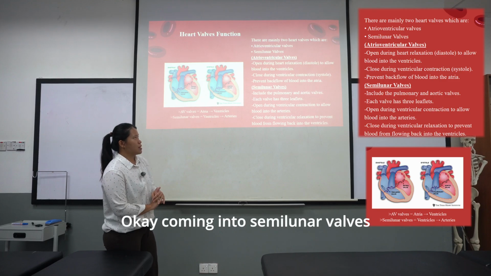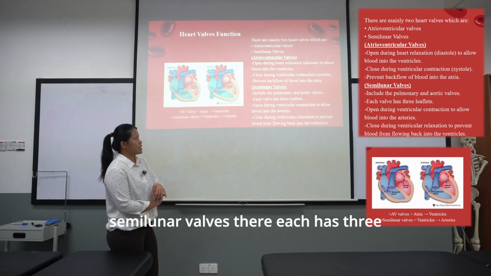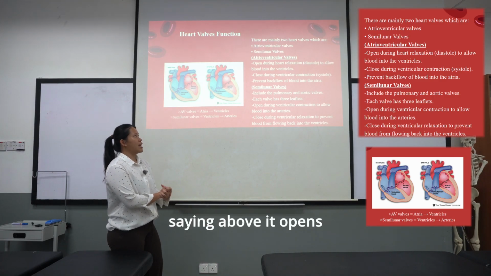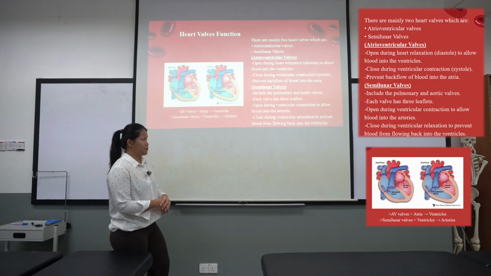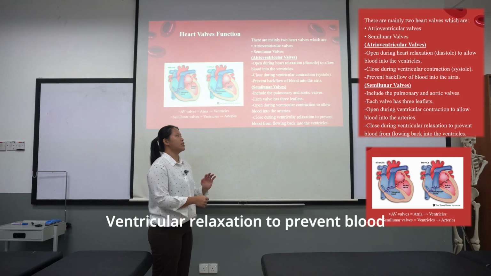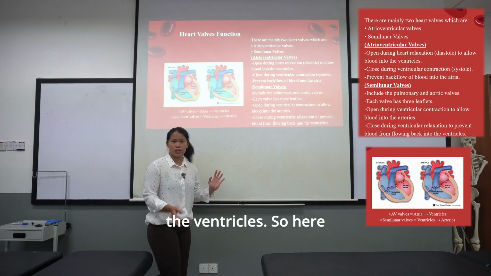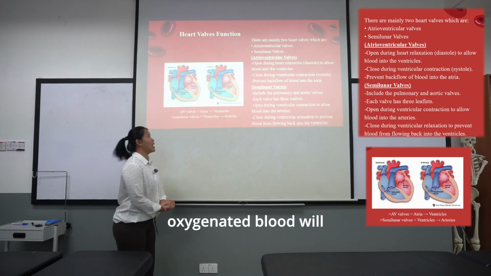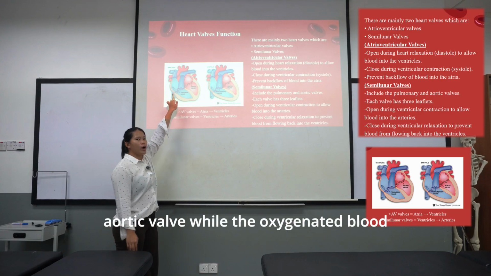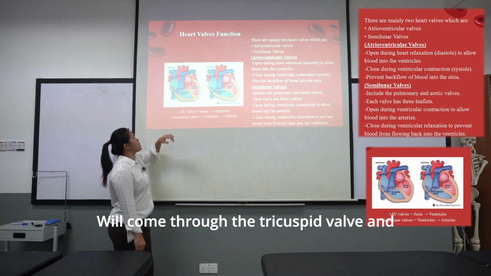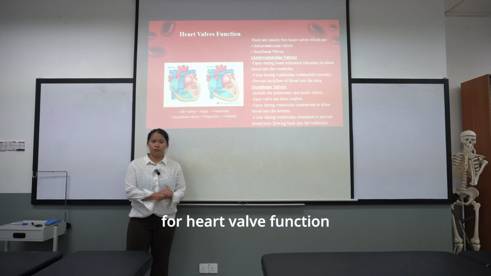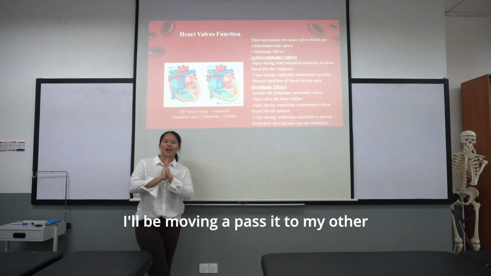Okay, coming to semilunar valves. Semilunar valves each have 3 leaflets. They open during contraction to allow the blood into the arteries and close during ventricular relaxation to prevent blood from flowing back into the ventricles. Here, oxygenated blood comes from the lungs, goes through the mitral valve and then to the aortic valve, while the deoxygenated blood comes through the tricuspid valve and goes into the pulmonary valve. So that's all for heart valve function. I'll pass it to my other classmate.